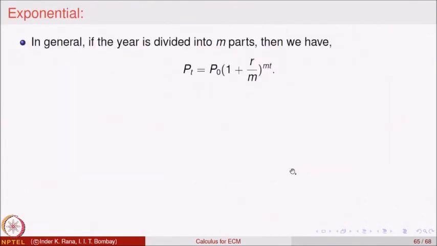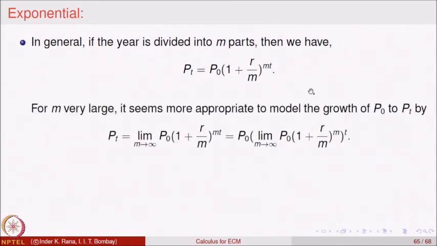What about if it is applied m times a year? Inductively one can say that the amount will grow into P0 times (1 plus r by m) raised to power mt. And suppose that the number of parts becomes larger and larger, and let us say that m becomes larger and larger. One says that m goes to infinity. In that case, we need to look at the limit of this quantity as m goes to infinity. So, that is equal to this.